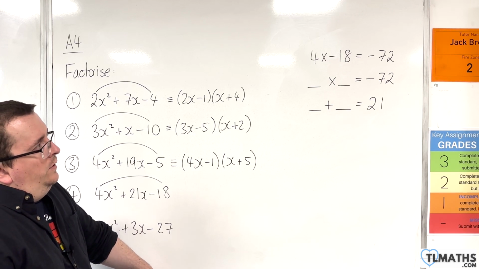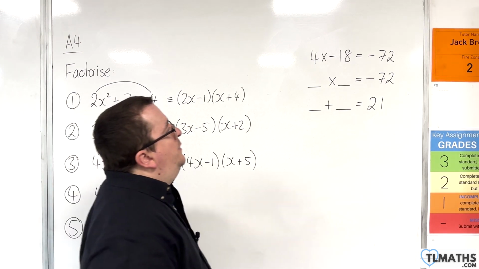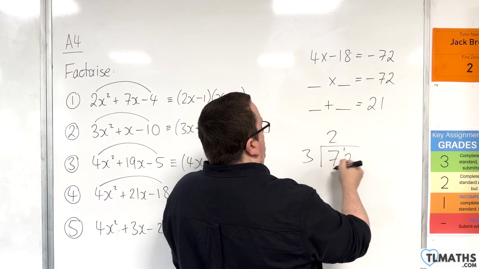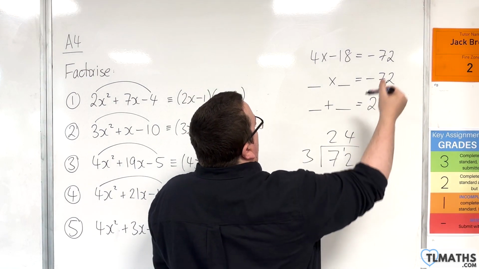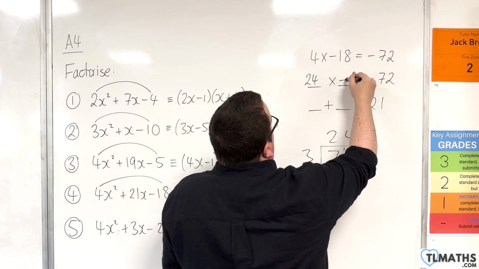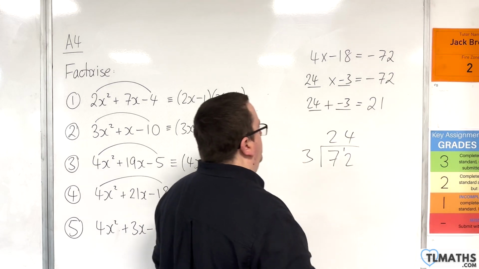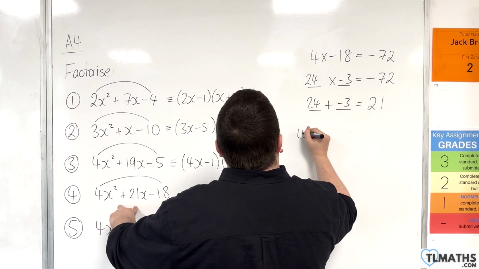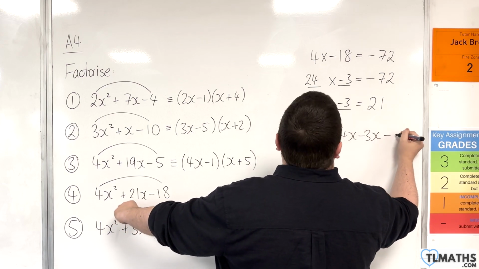Now, what else goes into 72? 3 goes into 72, 24 times. That'll work, won't it? So if I do 24 times -3, 24 take away 3 gets us to 21. Okay, that all works. So 4x squared plus 24x take away 3x take away 18.